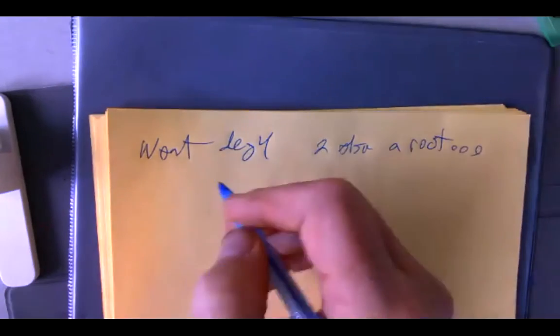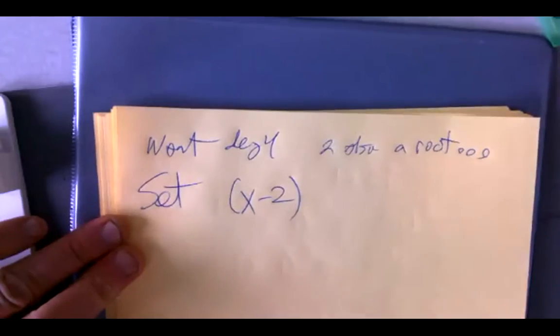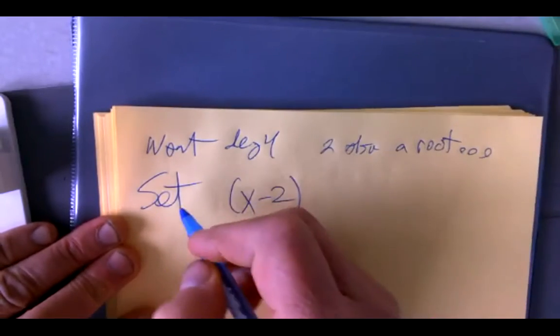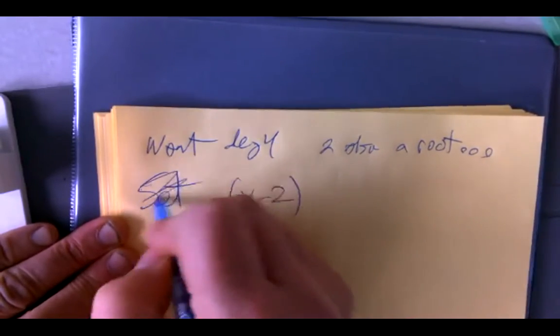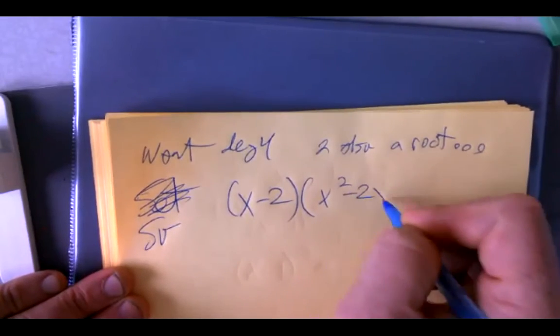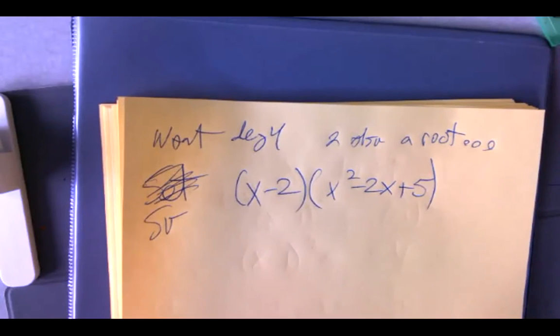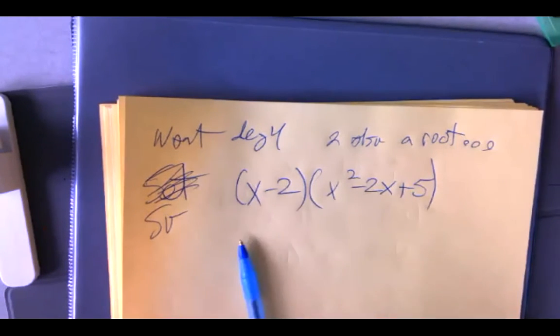X minus 2, like set. Well, don't set, but we have like, so times this thing. Okay, and then you just have to relax for a second. Square it, Professor. Yeah, because this is degree 3.